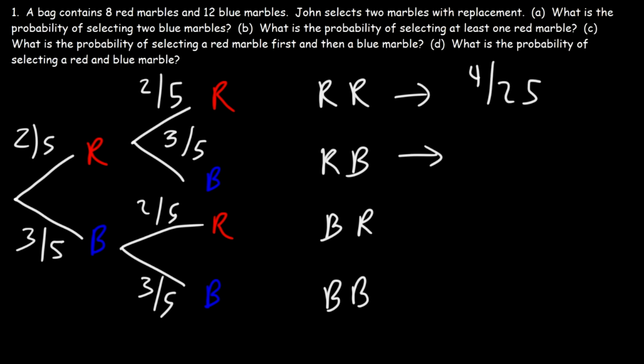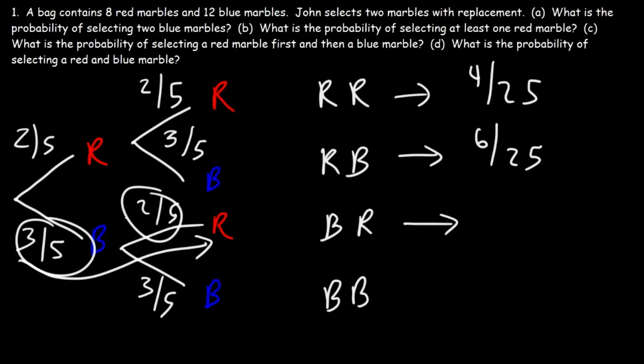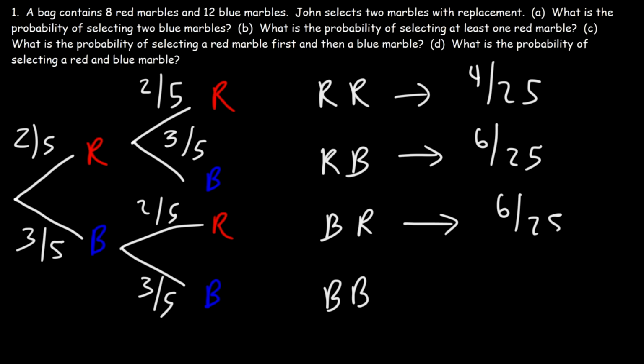What about red and then blue? So we need to go in this direction. Thus we need to multiply 2 over 5 by 3 over 5. And that's going to give us 6 over 25. And for blue and then red, it's also going to be the same thing. That's 6 over 25. And then the probability of selecting 2 blue marbles is going to be 3 over 5 times 3 over 5, which is 9 over 25.